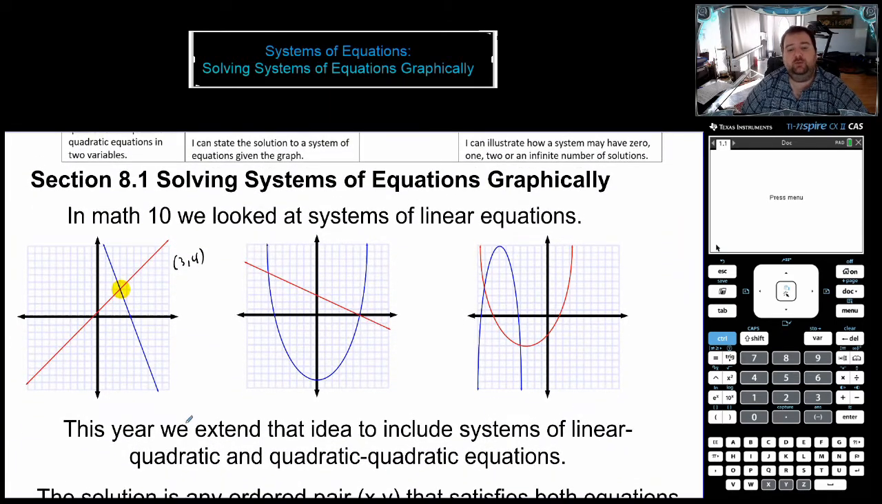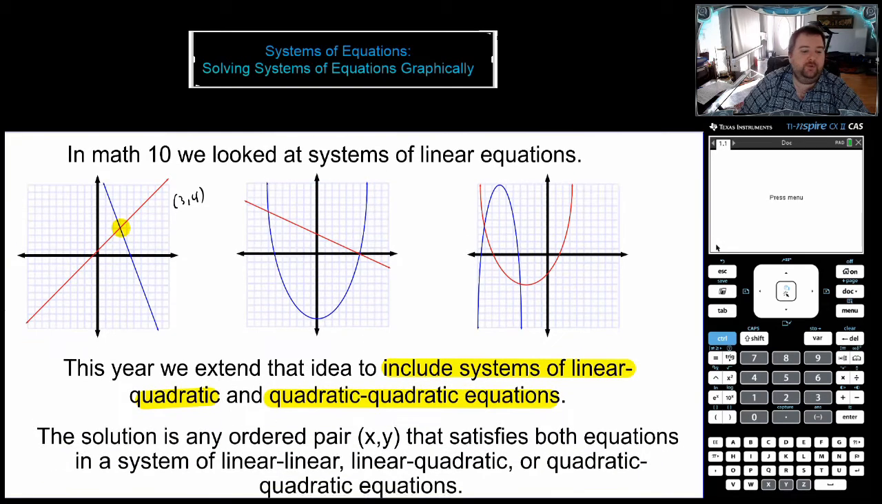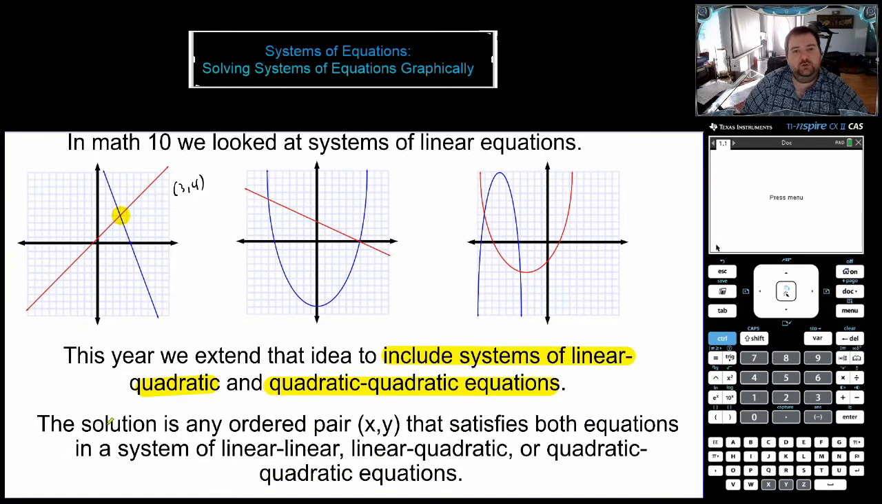This year, we're going to extend that idea a little bit more, and we're going to be including systems of linear-quadratic and quadratic-quadratic equations. So we have examples of them up here as well. And remember, the solution to any system of equations is going to be an ordered pair, like we did in that first example, that satisfies both equations in a system, no matter what that system is.